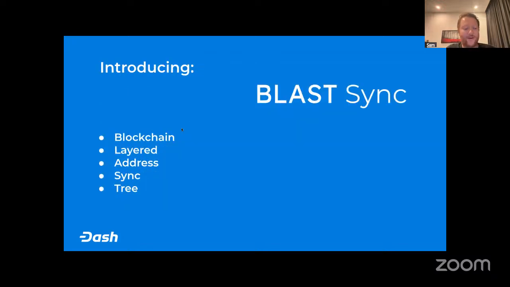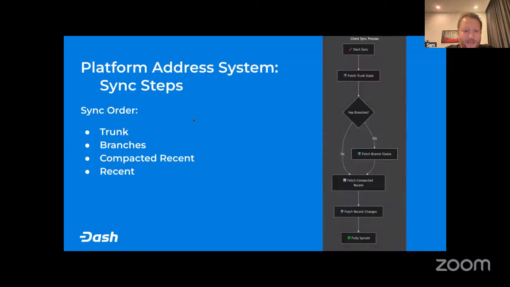And yes, so we are introducing Blast Sync. The name has been chosen for this type of sync: blockchain layered address sync tree. And it is fast, and I'm going to talk a lot about it today. So let's go in. So basically, there are 4 components to the sync. There is the trunk, the branch, the compacted recent, and the recent addresses. So even though there are 4 sync steps, these 4 sync steps happen really, really fast.